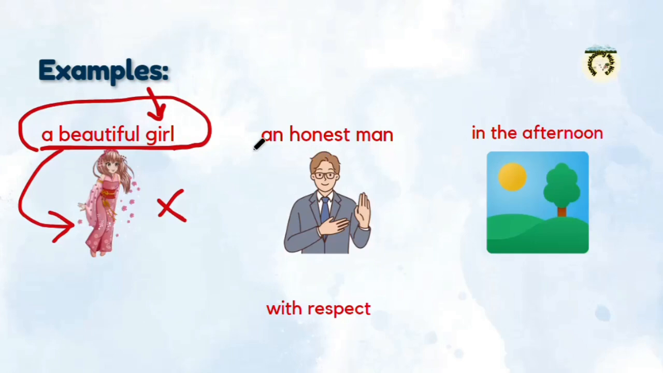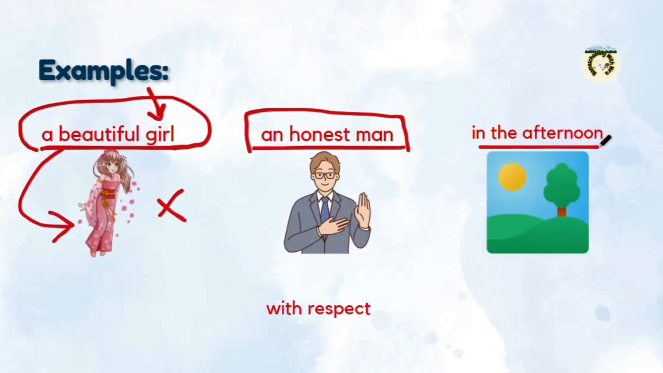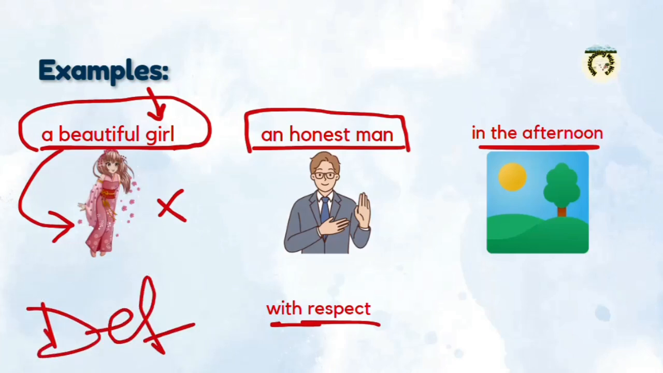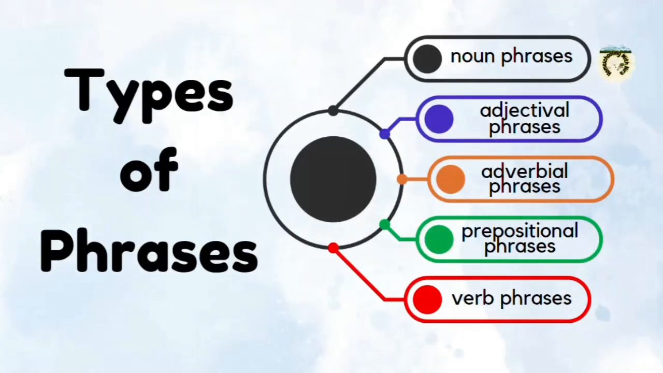The next example is an honest man. Here as well, we do not have any sentence, but the idea is clear that we are talking about a person who is honest. In the afternoon, we are talking about a time of day. It's making sense, but it is not a sentence. With respect. Again, two words together, it's a phrase. It makes sense, but it can't stand alone as a sentence. Right? So our definition that we have learned in the previous slide is going with these examples. Done?